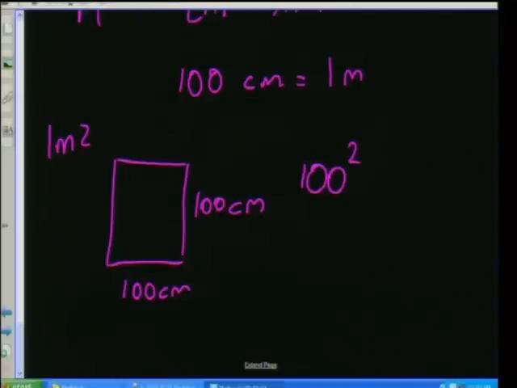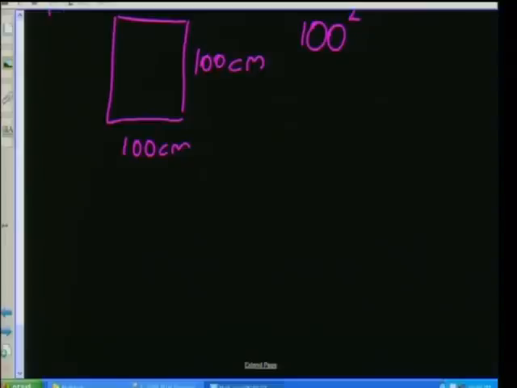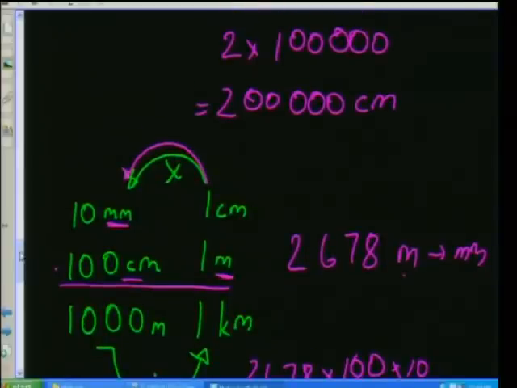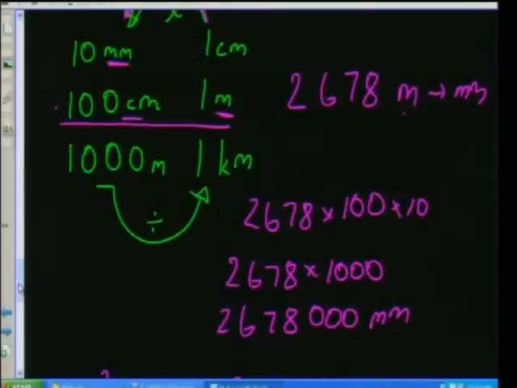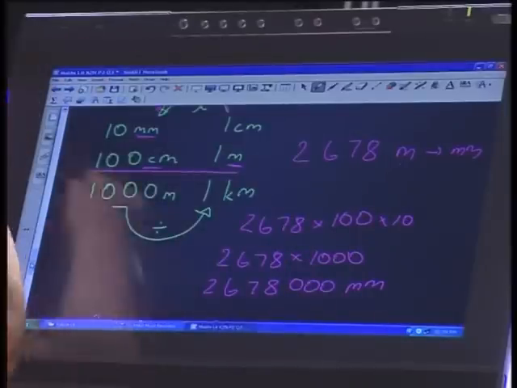Does that make sense? Yes. So 1 meter squared is equal to 100 squared centimeters squared. So you need to go back to this table, and if you're dealing with area, then you're going to be multiplying or dividing by the squared unit, or if it's volume, the cubed unit. Yes, I know that. Okay, are you happy with that?